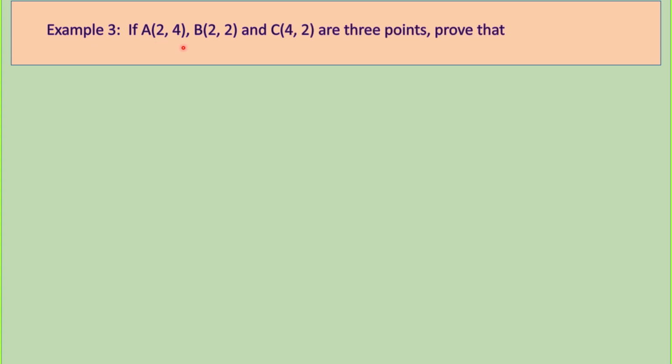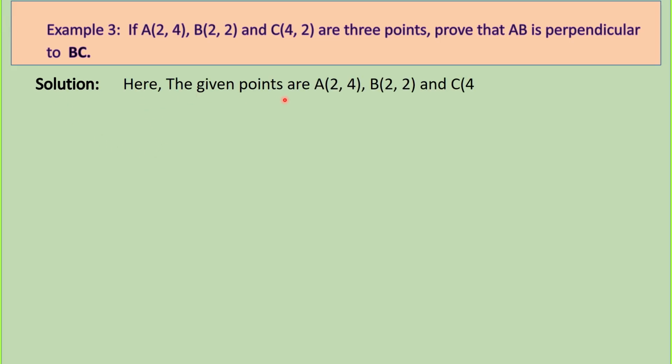Now we are solving the third example, which is given here. If coordinates of A is (2, 4) and coordinates of B are (2, 2) and coordinates of C are (4, 2), these are 3 points, we have to prove AB is perpendicular to BC. This can be solved as: the 3 points are A(2, 4), B(2, 2) and C(4, 2). To prove, we have to prove AB perpendicular to BC, which you can see in the figure. AB perpendicular to BC.